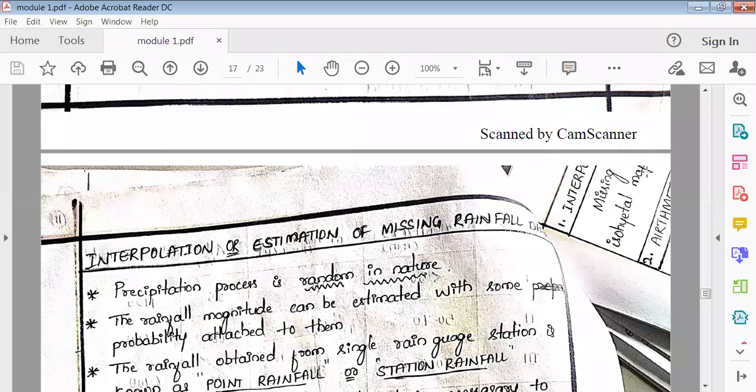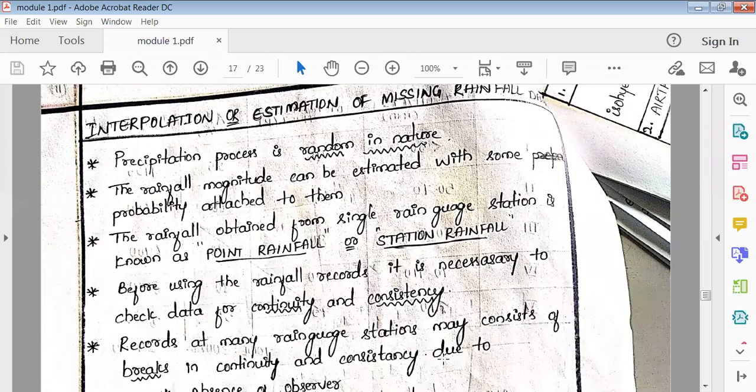Hello everyone. So the next concept we'll be studying is interpolation or estimation of the missing rainfall data. In the rainfall data we have collected, sometimes, due to the inadequacy of values from the rain gauge station, there are chances that we miss out some rainfall data. So how to estimate that missing rainfall data is studied here.